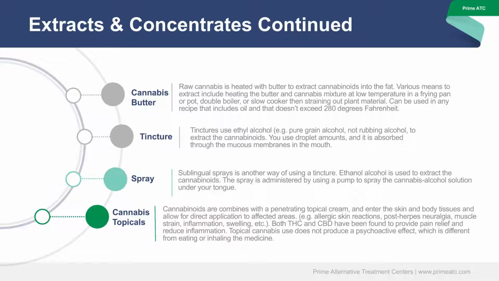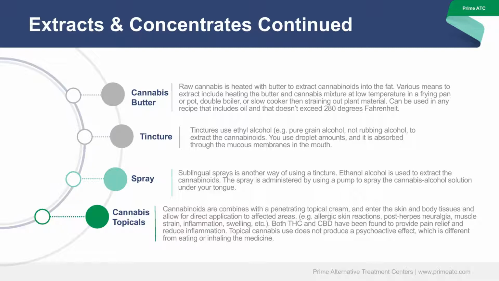Tinctures. A tincture uses ethyl alcohol, that is pure grain alcohol, not rubbing alcohol or methyl alcohol, to extract the cannabinoids. The patient uses droplet amounts and the substance is absorbed through the mucous membranes in the mouth. Sublingual sprays are another way of using a tincture. Ethyl alcohol is used to extract the cannabinoids, and the patient uses a pump to spray the cannabis-laced alcohol solution under the tongue.